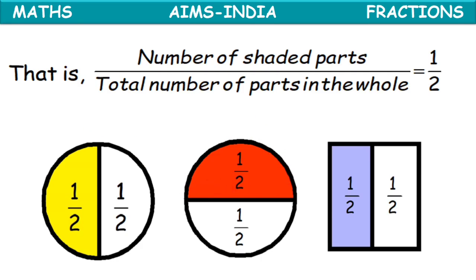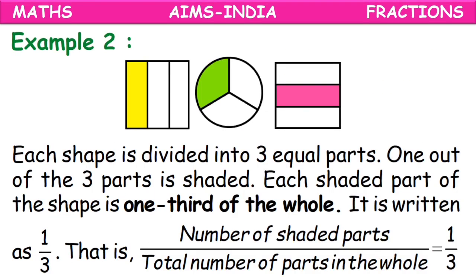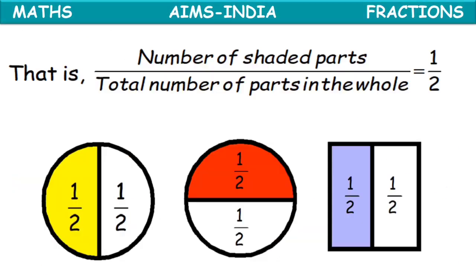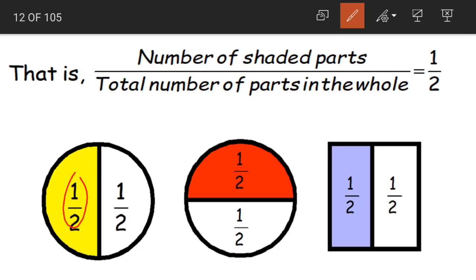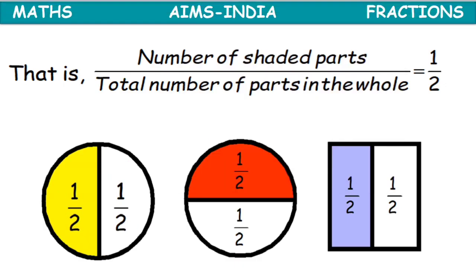No matter how many shaded parts there are, what should you do? Count the total number of shaded parts, and below that write the total number of parts, divided. See, this is also 1 by 2 and this is also 1 by 2. This part is one part and the total parts are 2. Yes, children.